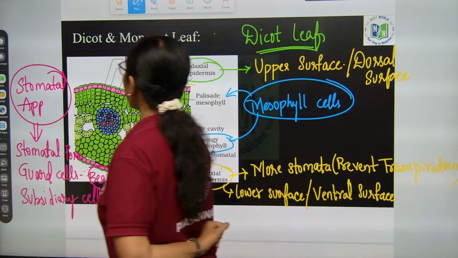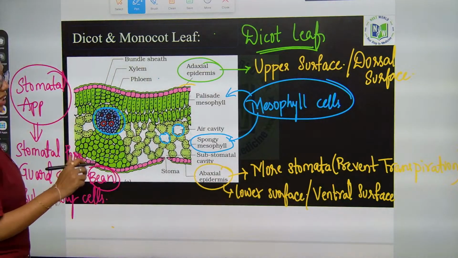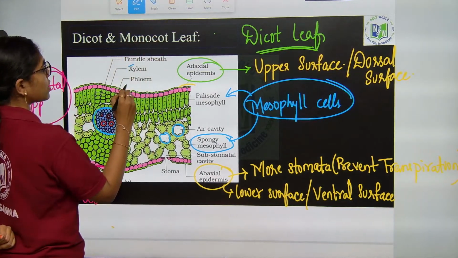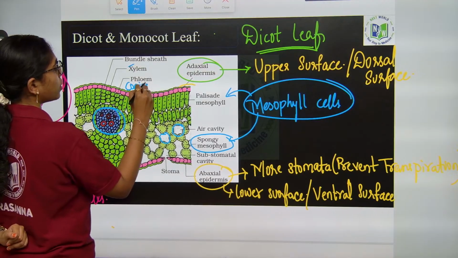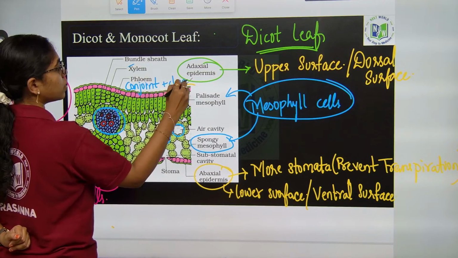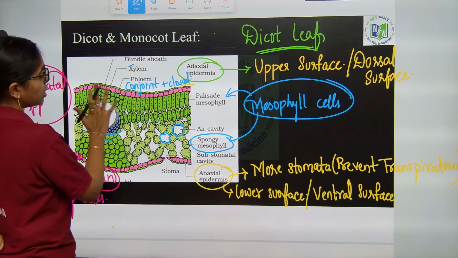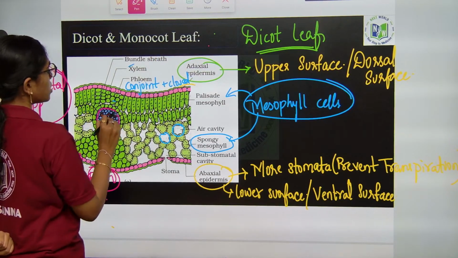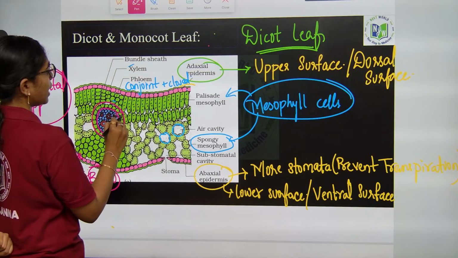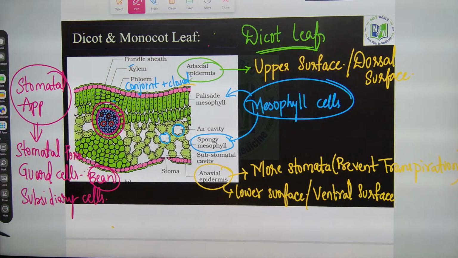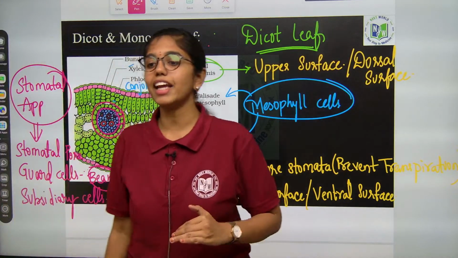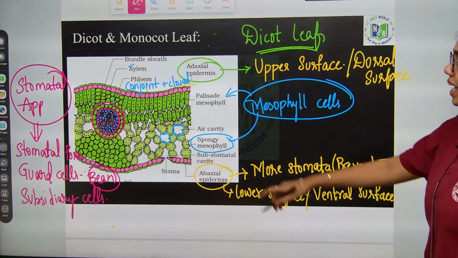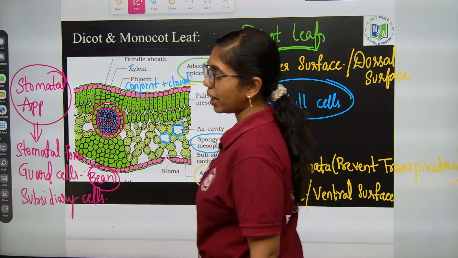And then the vascular tissue system includes vascular bundles. Vascular bundles have xylem and phloem, which are conjoint and closed type. Fine. Surrounding the vascular bundles, you can observe a single layer of bundle sheath cells in the dicot leaf. Whereas in a monocot leaf, you can observe multi-layered bundle sheath cells. Monocot leaf has multi-layered bundle sheath cells, whereas dicot leaf has just a single layer.